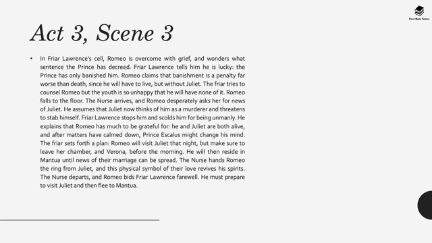The friar then creates a plan. Romeo will visit Juliet that night, but make sure to leave her chamber and Verona before the morning. He'll then reside in Mantua until news of their marriage can be spread. The nurse hands Romeo the ring from Juliet, and this physical symbol of the love revives his spirit. She leaves and Romeo bids Friar Laurence a farewell, and he prepares to visit Juliet and then flee to Mantua.